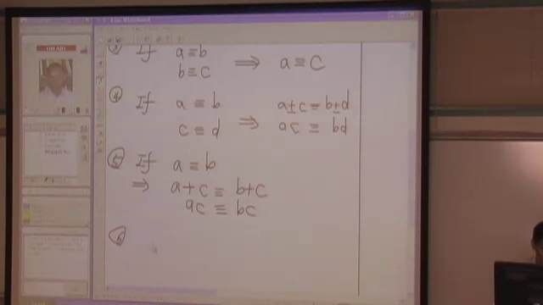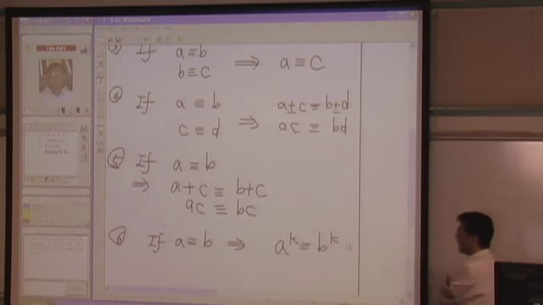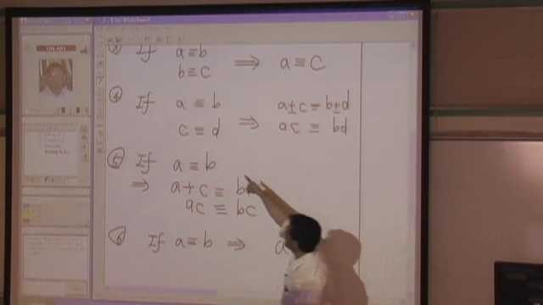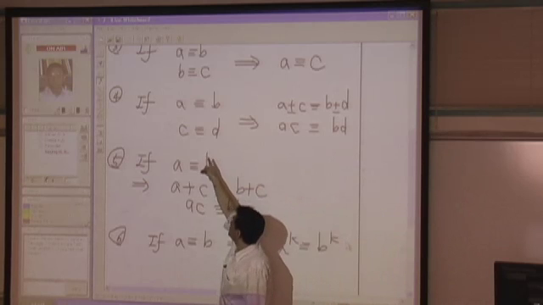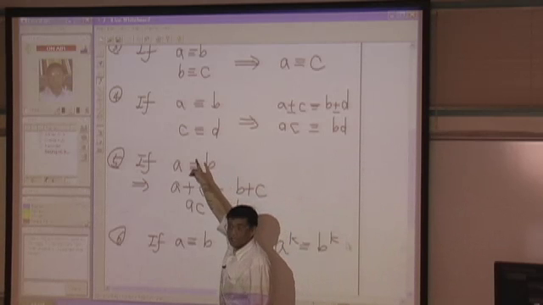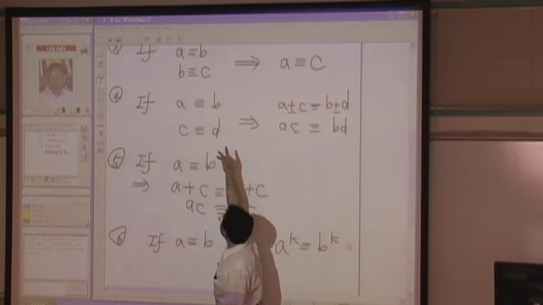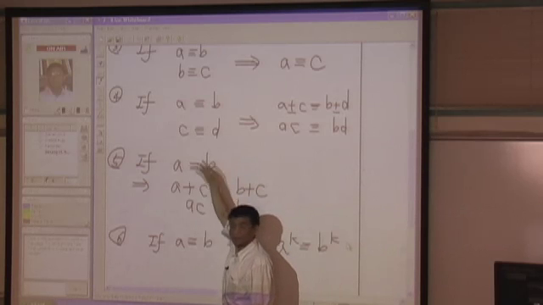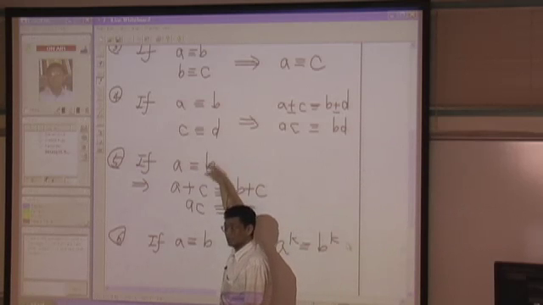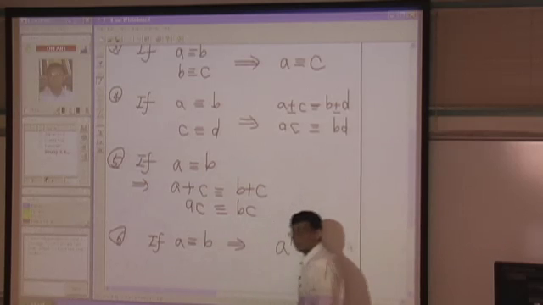Property 6: if A is congruent to B, then A to the power of K and B to the power of K are congruent for any integer K. How can you get it? From number 4. We write A, B, then AA, BB, and then we can continue these steps to get this.